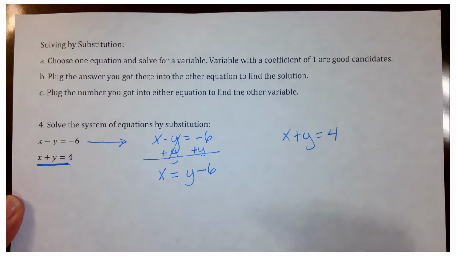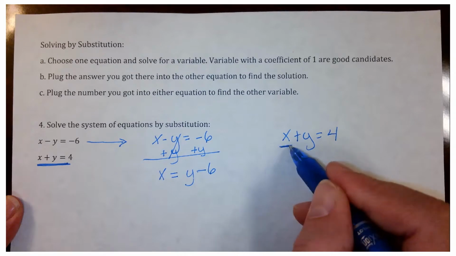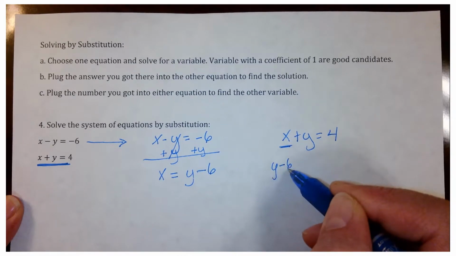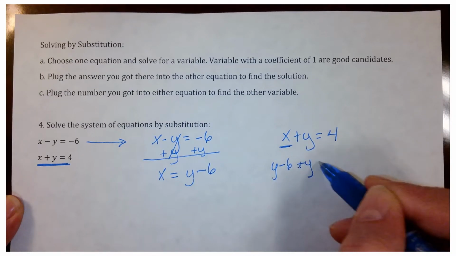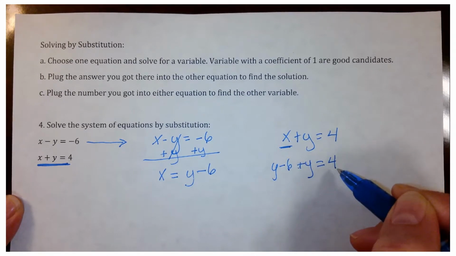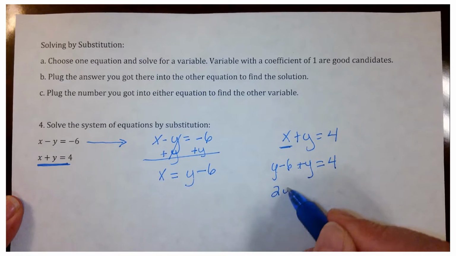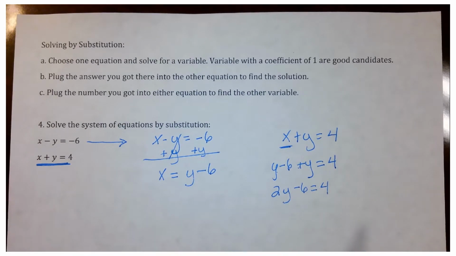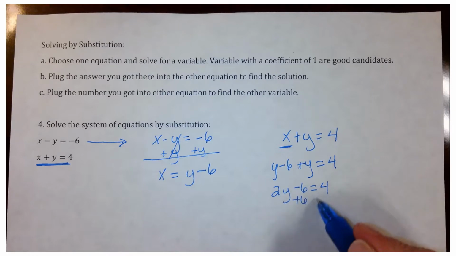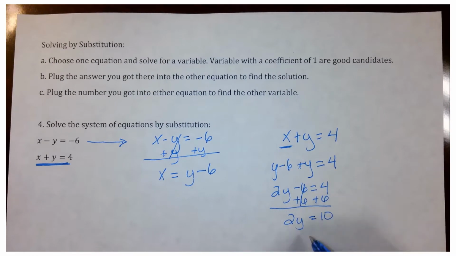And I know now that x is y minus 6. So right here where x is, I'm going to put y minus 6 for that x. Then plus y equals 4. So now I want to solve for y. So I've got y plus y is 2y minus 6 equals 4. And add 6. 2y equals 10. Divide by 2. y equals 5.